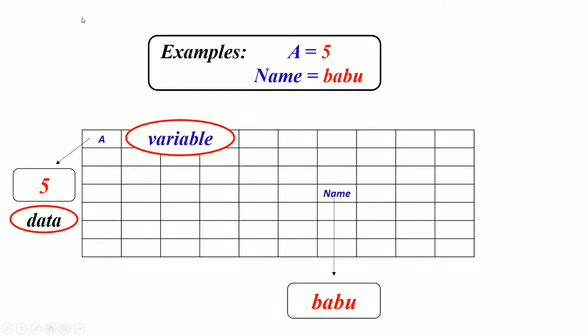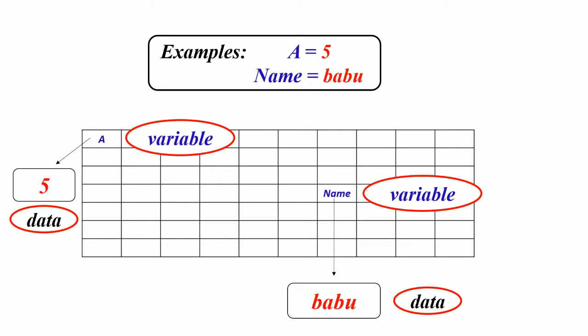Let us see the next example. Name equal to Babu. So Babu is data, and the data can be stored in the location called name. So here name is a variable and Babu is data. So what is meant by data? Data means it is an input given to the computer. And what is the meaning of the term variable? It is a named storage location. The user can give a name for the storage location, and that is called a variable.